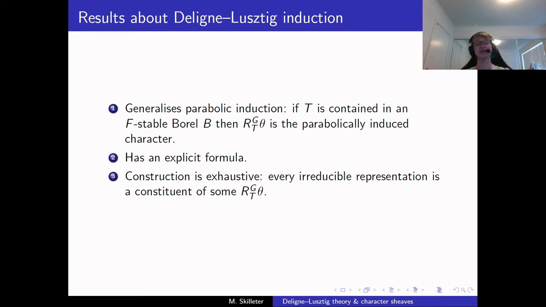Now the big problem with Deligne-Lusztig induction is that although every irreducible representation appears as a constituent, it's hard to pick them out. I mentioned earlier that there are lots of results for decomposing parabolically induced representations, but those don't generalize to the case of the Deligne-Lusztig characters. So that's where character sheaves enter the picture. What we're going to do is associate to the Deligne-Lusztig characters some objects that have more structure. And then decomposing the character sheaves is going to induce a decomposition of the Deligne-Lusztig characters, which will in turn allow us to recover the irreducible constituents.